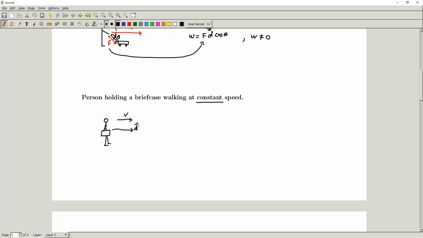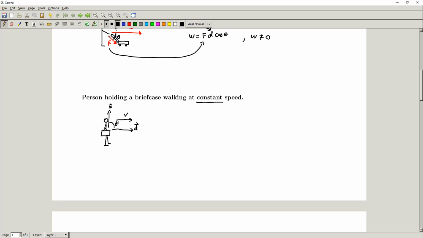and there's a force being applied on the briefcase by the person to keep the briefcase from succumbing to gravity and hitting the ground, right? So there's a force being applied on the briefcase in this direction by the person, and we have an angle between our force and our displacement here of theta. So is there any work being done on the briefcase by the person?